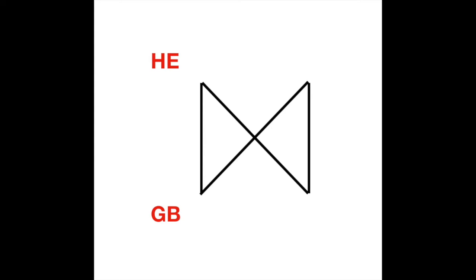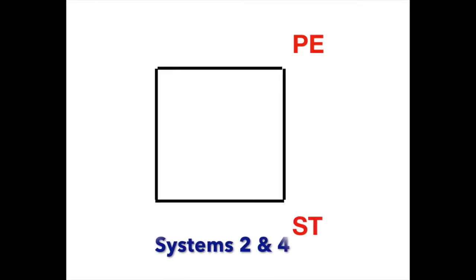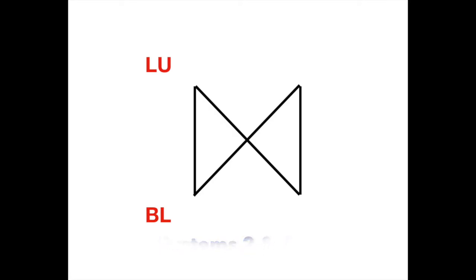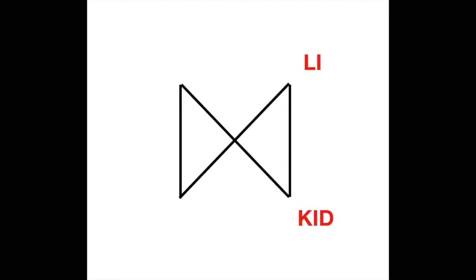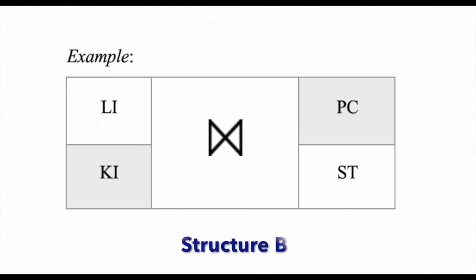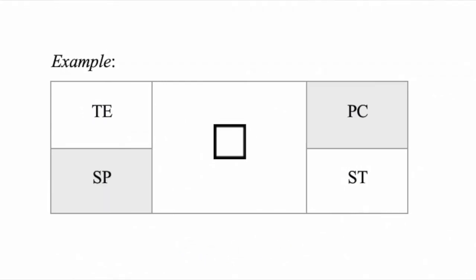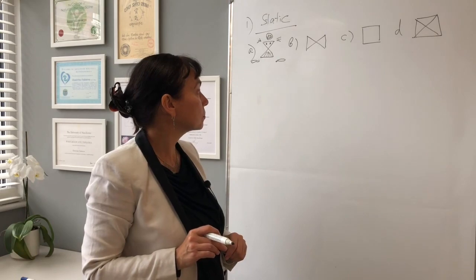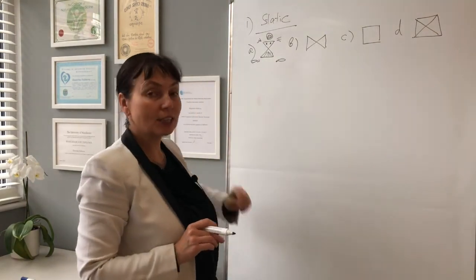Heart and gallbladder are related according to system 2 as well as system 4, and the same for structure C. Pericardium and stomach are related according to system 2 and 4, as well as lung and bladder, and according to system 4 there are relationships between lung and kidney in a vertical position. So these are the static structures, static balance.